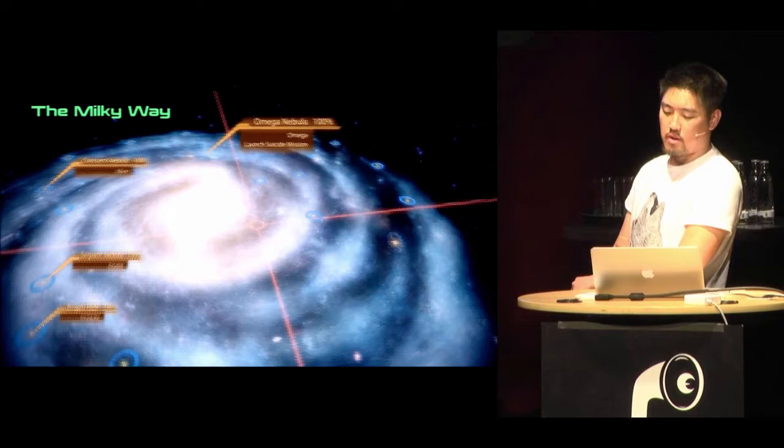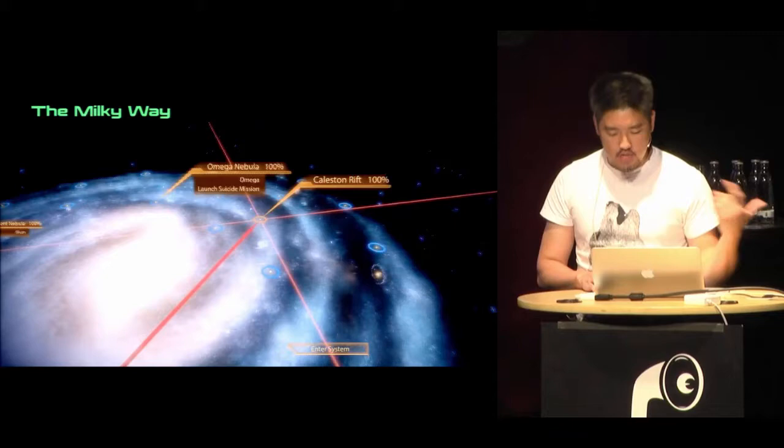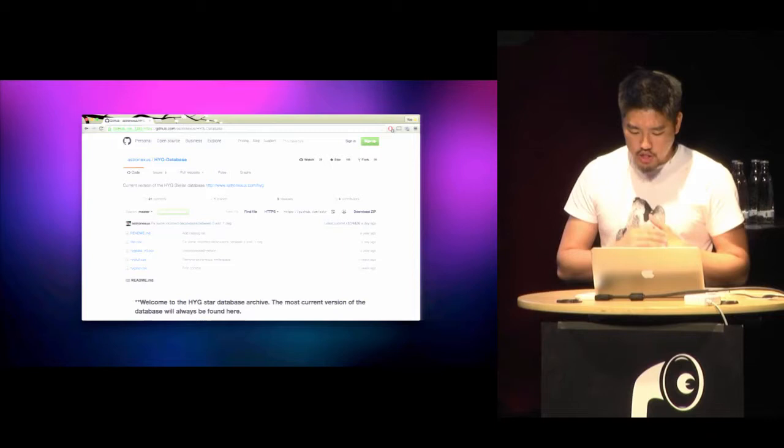And as I was playing this, I wondered what real astronomical data looked like. And after a brief Google search, I found a simple CSV file, a version of what's called the HYG star catalog, which contains about 100,000 stars. Their location in the night sky, distance from Earth, temperature, and so on and so forth.